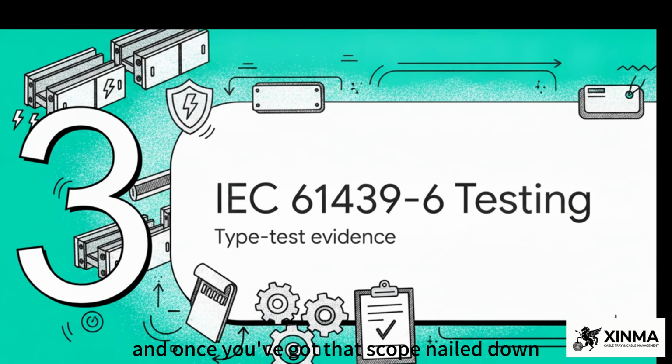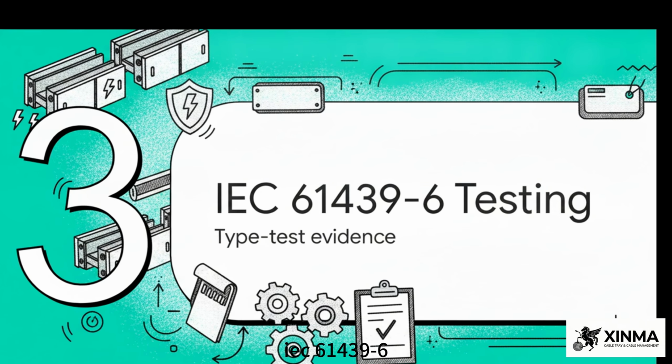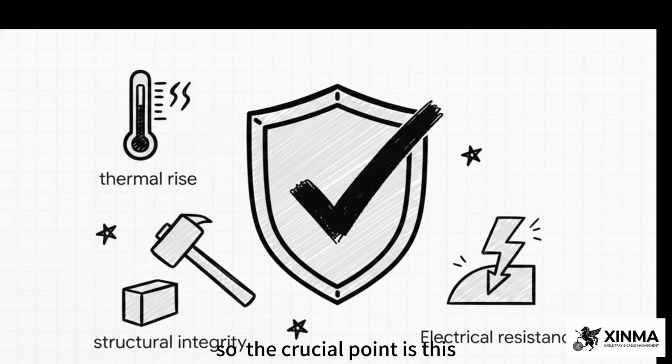And once you've got that scope nailed down, you absolutely have to verify safety and performance, which brings us to Section 3, IEC 614396, core testing. This is frankly the absolute backbone of our evaluation checklist. So, the crucial point is this. Type test evidence for busbar trunking under IEC 614396 is mandatory. It cannot be substituted. The core content of the IEC 614396 standard is incredibly rigorous.